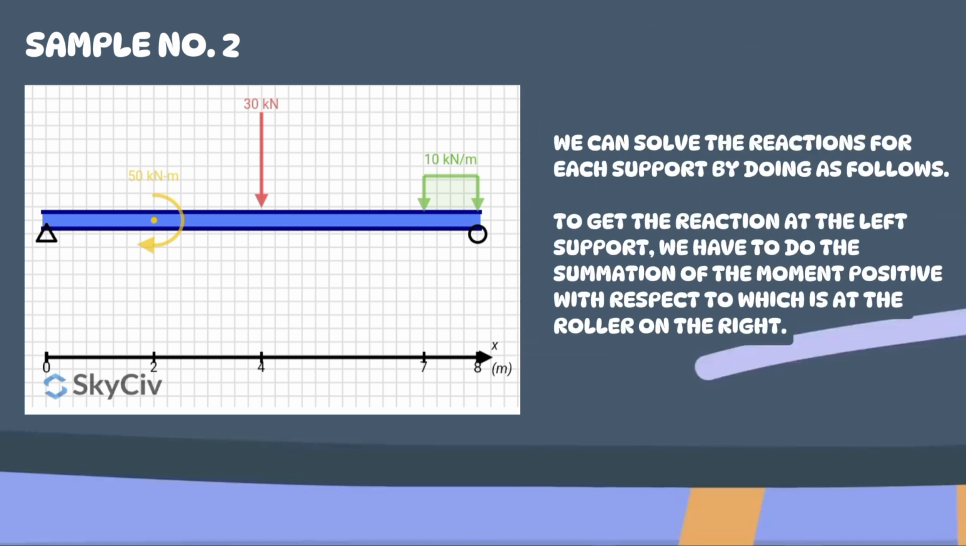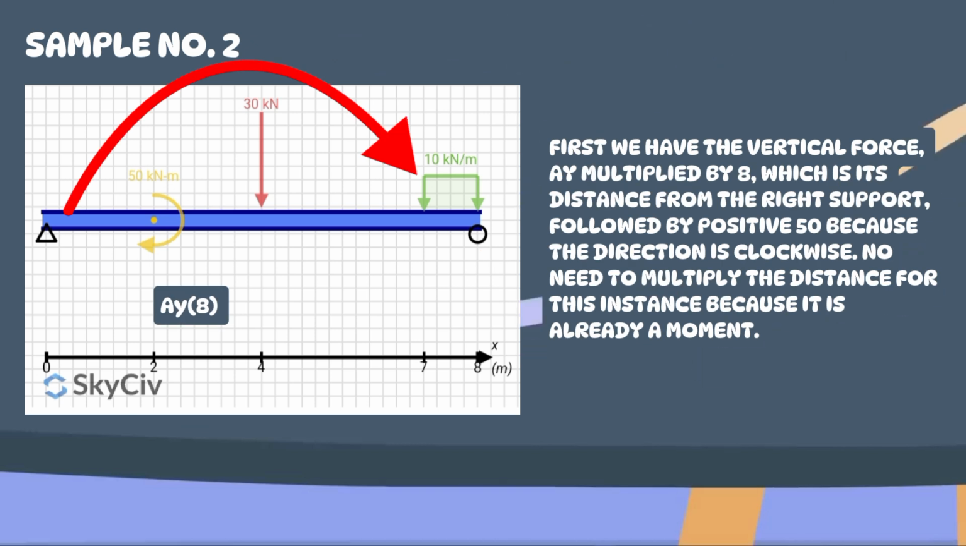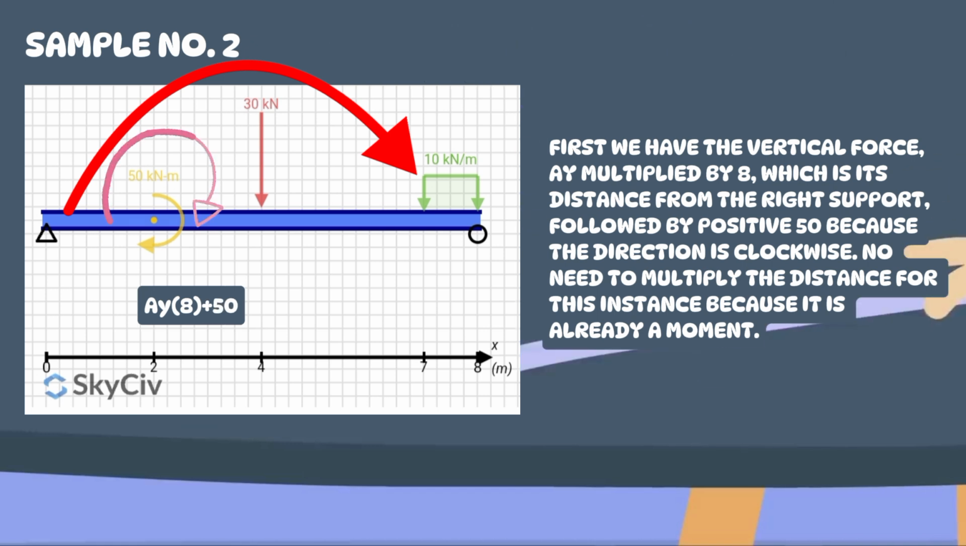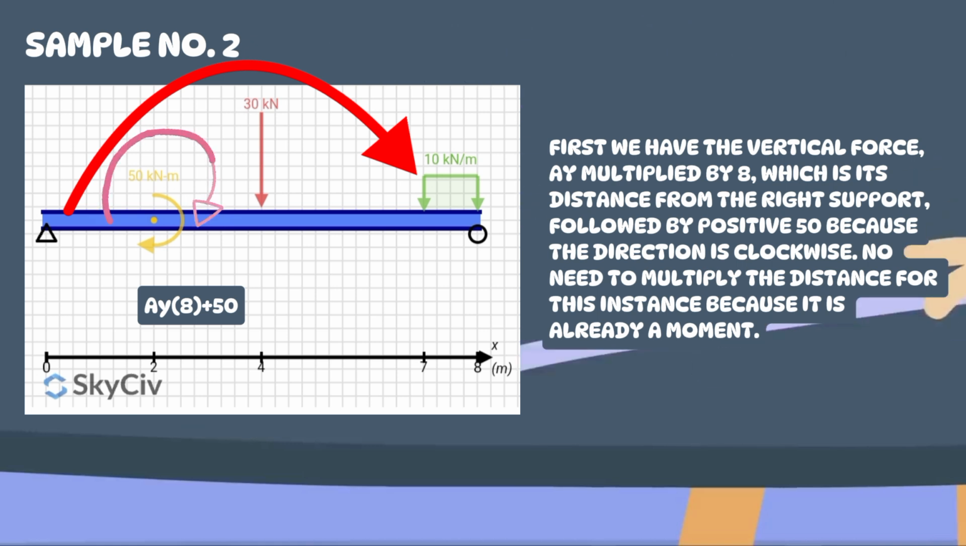We can solve the reactions for each support by doing as follows. To get the reaction at the left support, we have to do the summation of the moment, positive with respect to E, which is at the roller on the right. First, we have the vertical force AY multiplied by 8, which is its distance from the right support, followed by positive 50 because the direction is clockwise. No need to multiply the distance for this instance because it is already a moment.